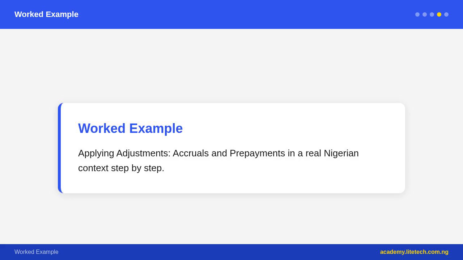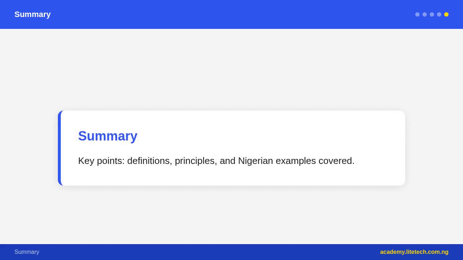Prepaid expenses/payments in advance, paid but relates to future period, P&L equals decrease expense, balance sheet equals current asset. Example, insurance ledger Nigerian Naira 24,000, prepayment Nigerian Naira 6,000 equals adjusted P&L expense Nigerian Naira 18,000, plus balance sheet current asset 6,000 Nigerian Nairas, Dr. Prepayment account, Cr. Insurance account.